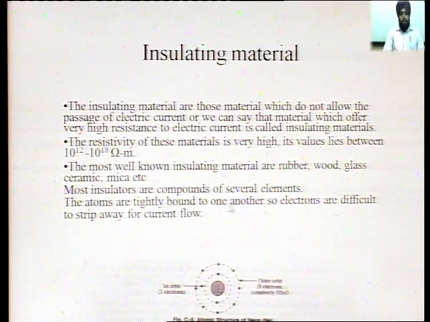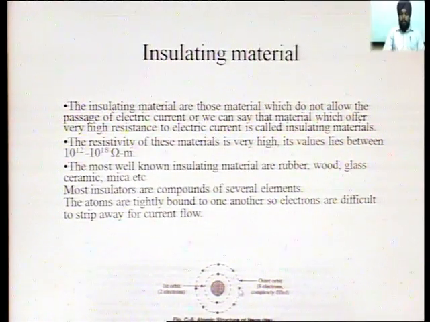Most insulators are compounds of several elements. The atoms are tightly bound to one another, so electrons are difficult to strip away for current flow. If we take the example of the neon insulator, you can see in this diagram the atomic number of neon is 10 and the number of electrons will be 10. In the first orbit the number of electrons is 2, and in the second orbit the number of electrons is 8, so 2 plus 8.